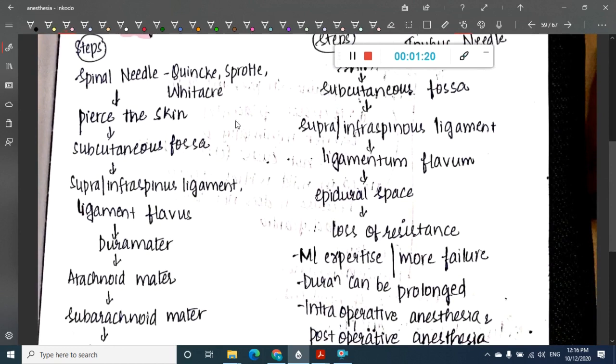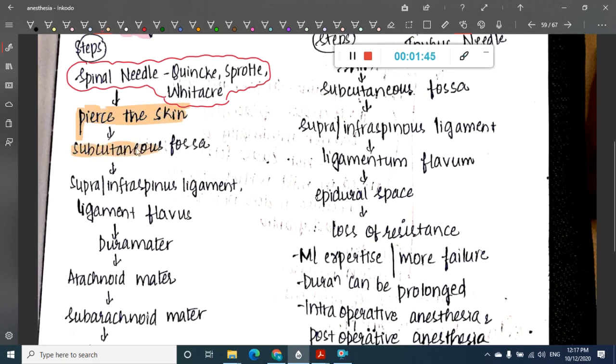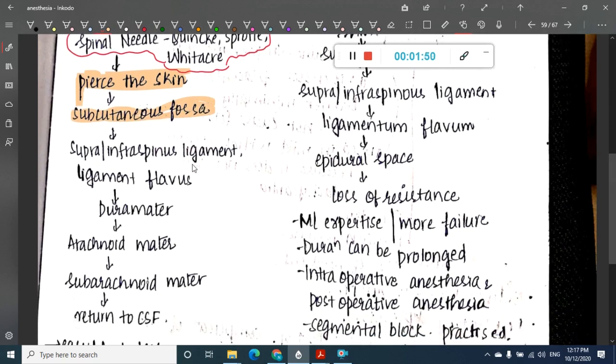In the steps, first we have the spinal needle, or Quincke's needle, or Sprott or Whitacre needle. With this spinal needle, we first pierce the skin and enter the subcutaneous tissue. In the subcutaneous tissue we have the following ligaments: the supraspinous and interspinous ligaments.